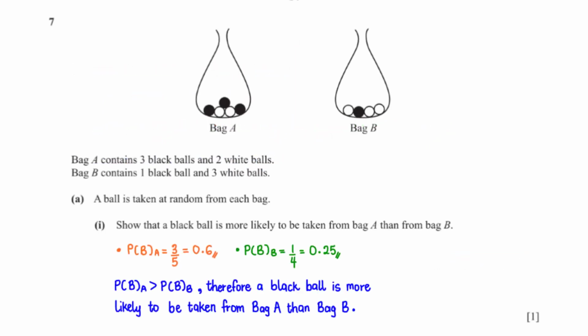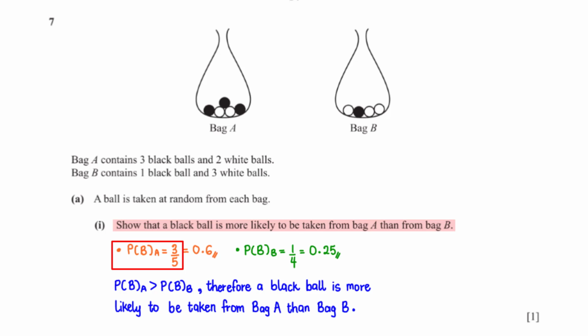Bag A contains 3 black balls and 2 white balls. Bag B contains 1 black ball and 3 white balls. A ball is taken at random from each bag. Show that a black ball is more likely to be taken from bag A than from bag B.